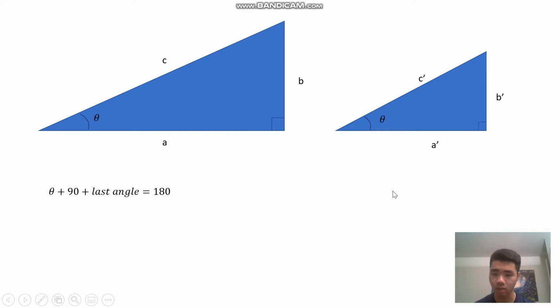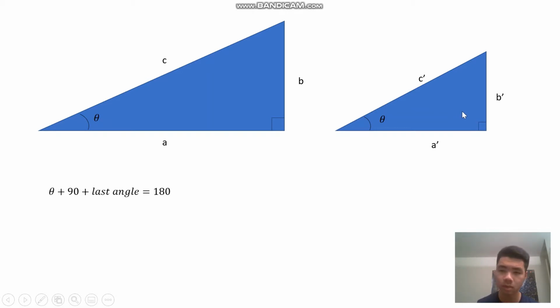In this triangle, theta plus 90 degrees plus this last angle also has to equal 180 degrees, which is the exact same equation. So theta plus 90 are both the same in both triangles because these two angles are the same in both triangles. Therefore, this last angle in both triangles right over here has to be the same, so this equation holds true for both triangles.